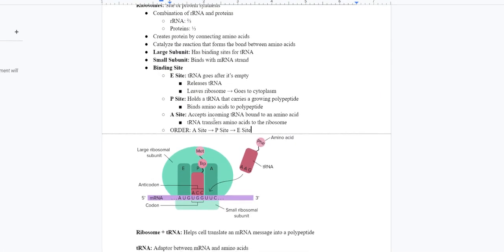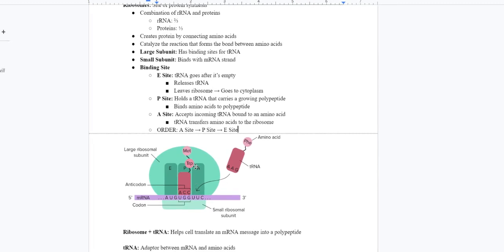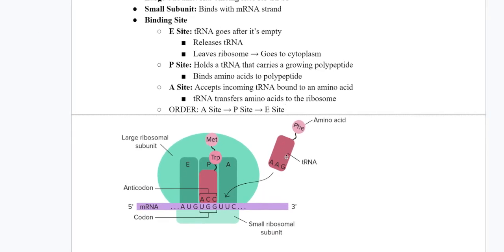Anyways, A site. So first, the job of the A site is that it accepts the incoming tRNA, which is bound to an amino acid. So if you look at this picture here, this pink is a tRNA, and this pink PHE is an amino acid. So these two are attached together, and this tRNA transfers this amino acid to the A site. It goes, ooh, and boom, lands on the A site. So next, it goes to the P site later on.